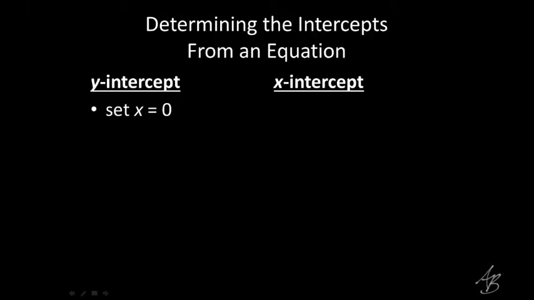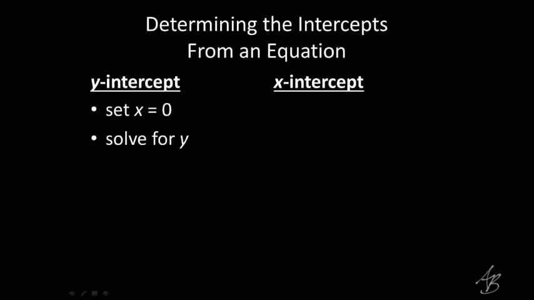This is something you'll want to write down at the bottom of your notes. It says determining the intercepts from an equation. Underneath y-intercept, we're going to start by setting x equal to 0. So we're just going to write down x equals 0. And then what are we going to do with that? Once we say x equals 0, where do we put it? We put it in for x. We put it in the equation for x, and then we solve for y. Exactly. So we put 0 in for x. We solve for y, and then that's going to give us an ordered pair.